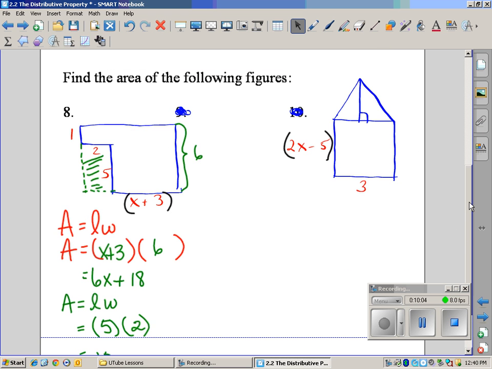You guys try this house looking one, and we'll talk about it in class.